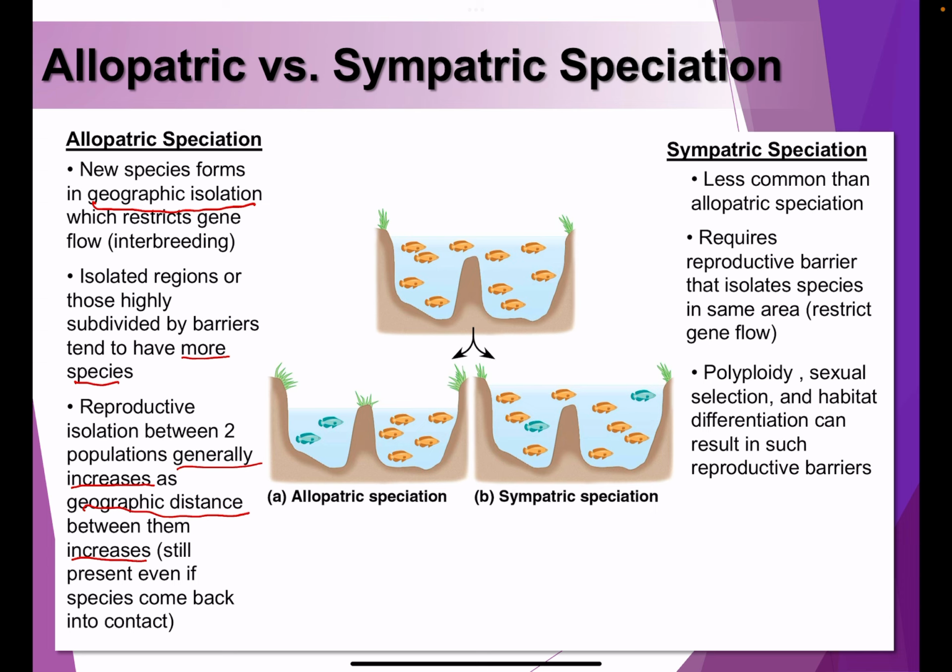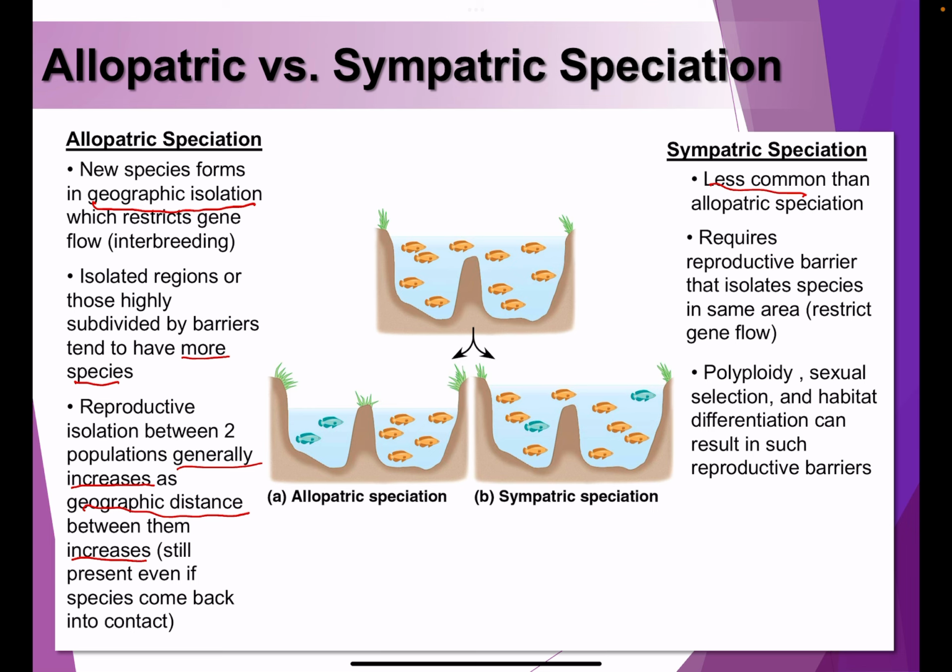All right. On the other one, sympatric speciation is less common than allopatric speciation. We talked about those odd methods such as polyploidy, which we already said is more common in plants and doesn't happen in animals that often, or even humans for that matter. So it is a less common type of speciation, but it does happen.